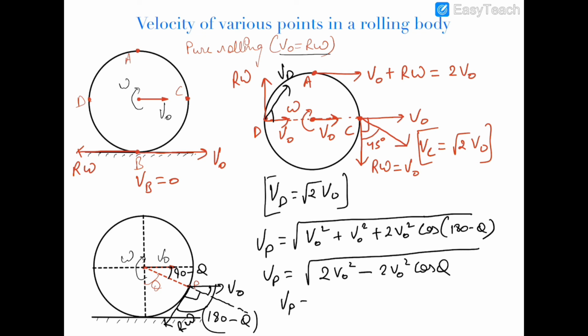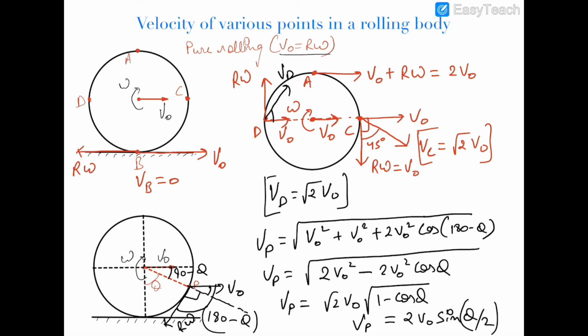So Vp will be equal to root 2 V0 into under root of 1 minus cos theta, and 1 minus cos theta can be written as 2 sin square theta by 2. So this would be 2 V0 sin theta by 2. Okay, so this is the final velocity of point P. Thank you.